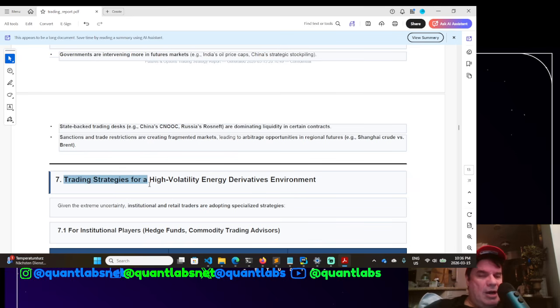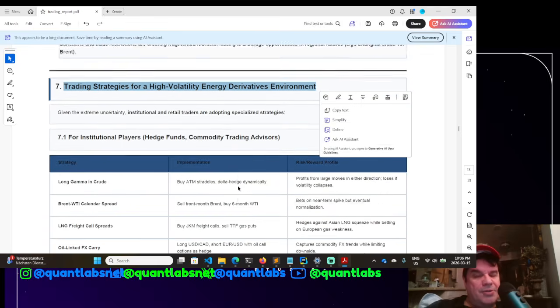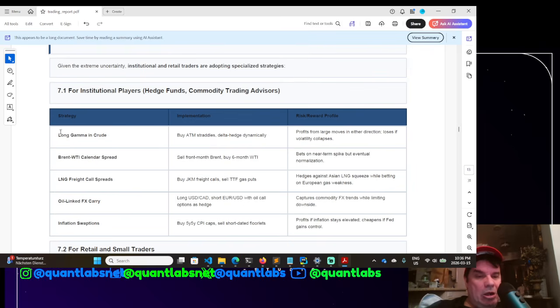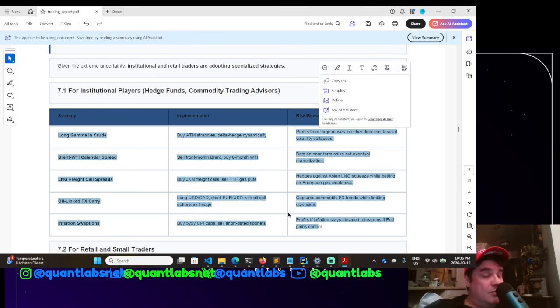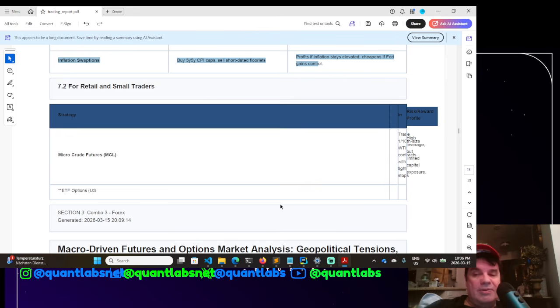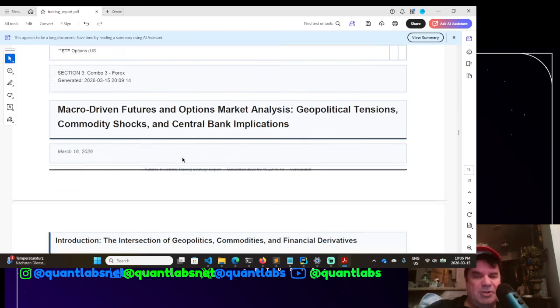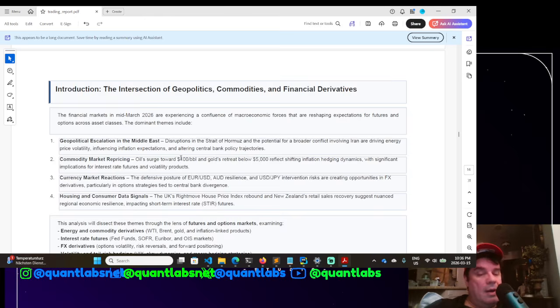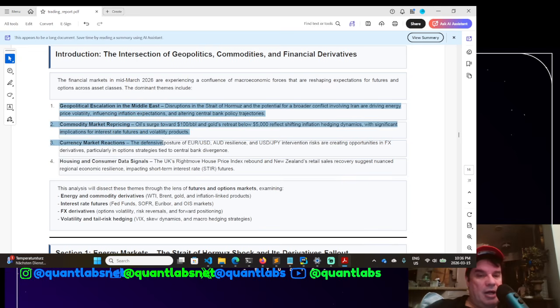So what do we do? How do we trade in a highly volatile energy derivative environment? So here they are, all the different ones, and some of them will include targets as well. And what do the small retail traders do? Well, here you go. And then again, you've got the macro and options market analysis. Again, this is where the real money is going to be laid out. How does it impact the general economy?